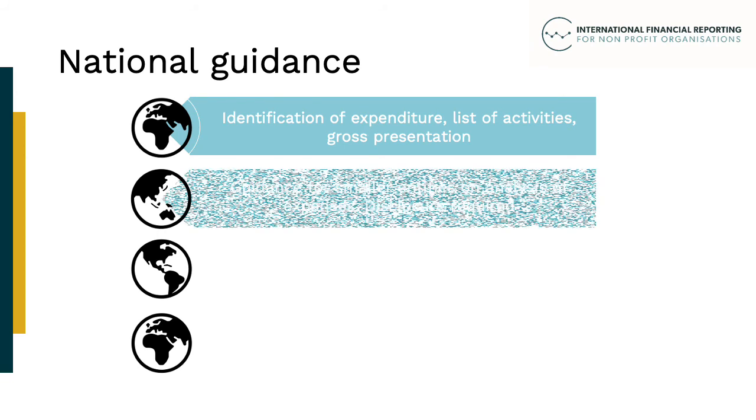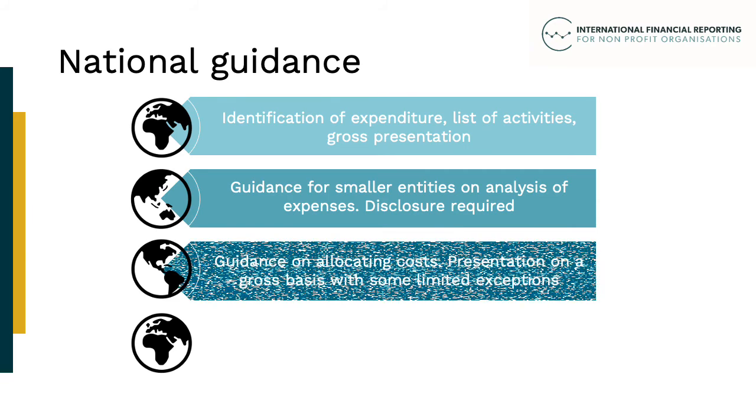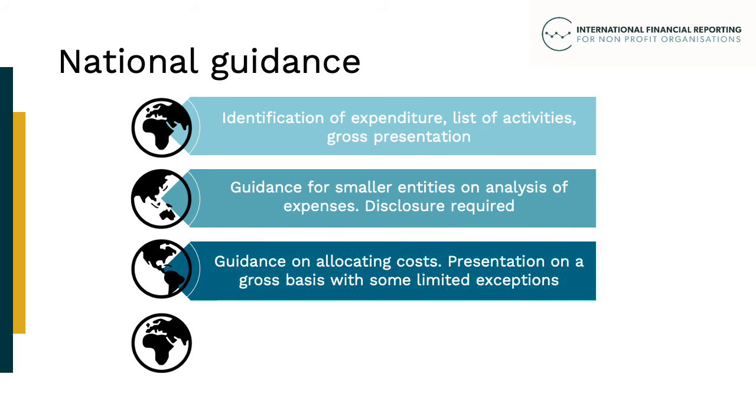Another jurisdiction has developed guidance for smaller entities that provides for an analysis of expenses that draws on expenses by nature and function. Expenses for public fundraising are required to be disclosed as part of this guidance. A third jurisdiction provides guidance on allocating costs of fundraising from certain joint activities.